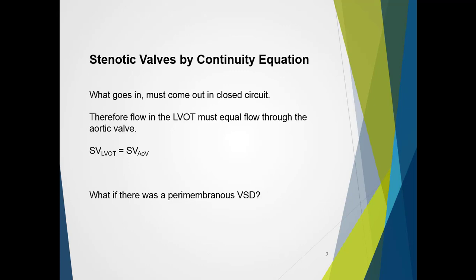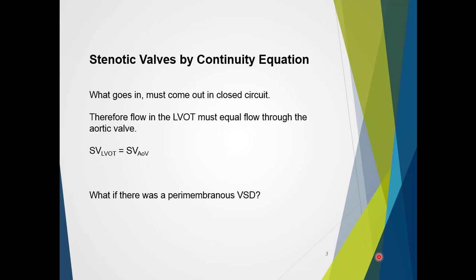The continuity principle is our grounding rule that we use in our evaluation. What goes in must come out between two areas of the heart, assuming that there is a closed circuit. Therefore, the flow in the LVOT must be equal to flow through the aortic valve in the absence of a membranous ventricular septal defect. As we can see here, stroke volume through the LVOT equals stroke volume through the aortic valve.